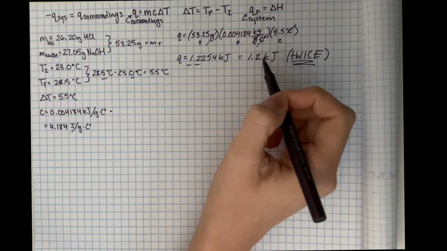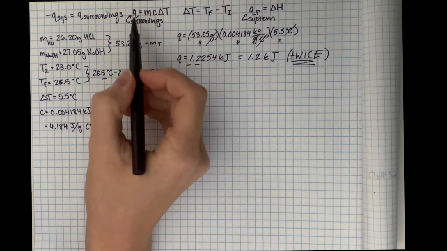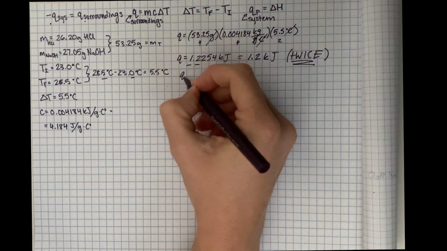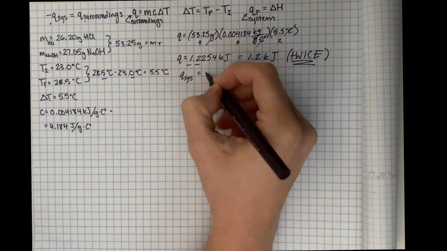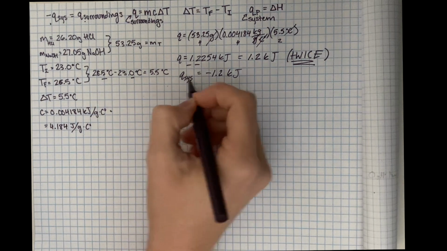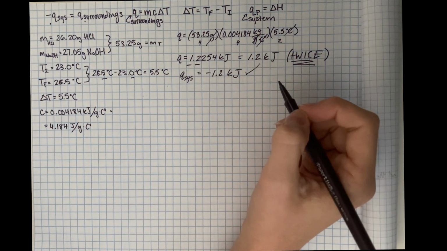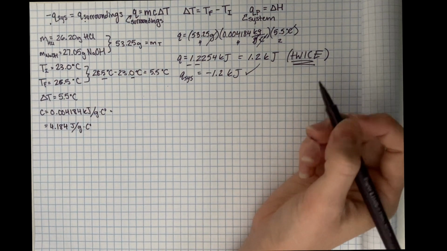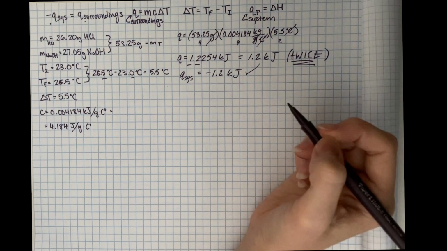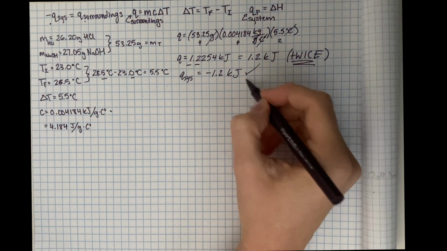Remember also, this is Q of our surroundings. We want to know Q of the system. So a positive Q of surroundings equals negative Q of the system. So to get the Q of our system, we just make this negative. Cool, so we have our Q now. You're going to run that twice, and you'll have both Qs. So now can we calculate delta H? We're almost there, but remember that delta H is represented in some cases in kilojoules per mole. We just need to know how many moles we've created.